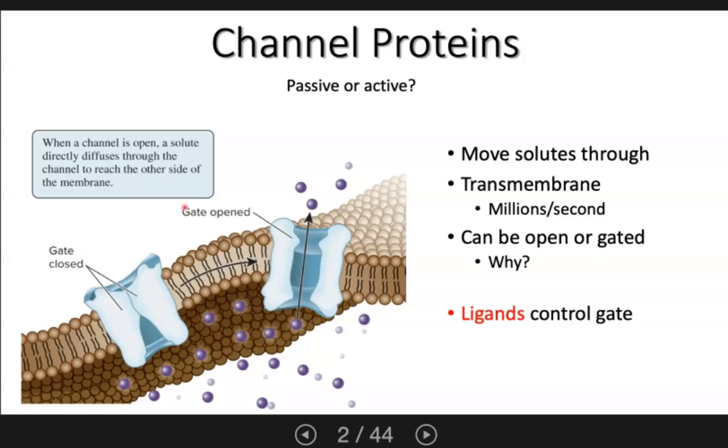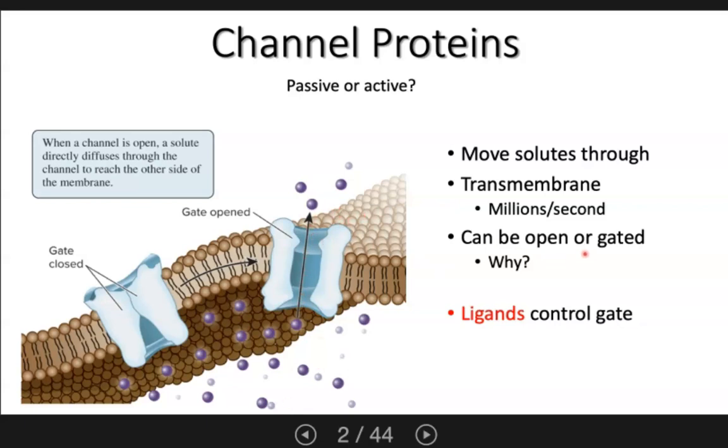A channel protein is going to just help to move solutes through. So remember, a solute can be anything. It can be any type of solid or molecule that's in your cell environment. As we're trying to move them through, we're actually going to move about 1,000,000 of them per second. This type of protein in particular is also a transmembrane protein, which means it actually goes through the membrane. You see how this looks?